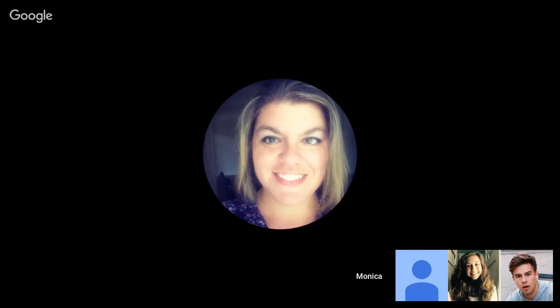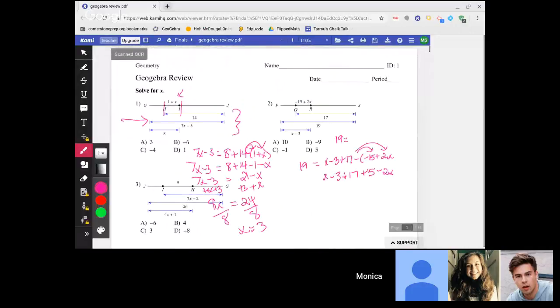Okay, Isabel, for 2 and 3, let me cast the problem up there. All right, so for 2 and 3, you're going to have to look at the diagram and see all of the information that it gives you. So you're solving for just x, okay?